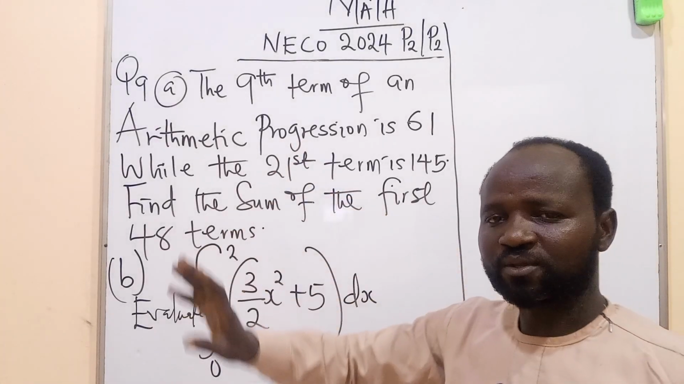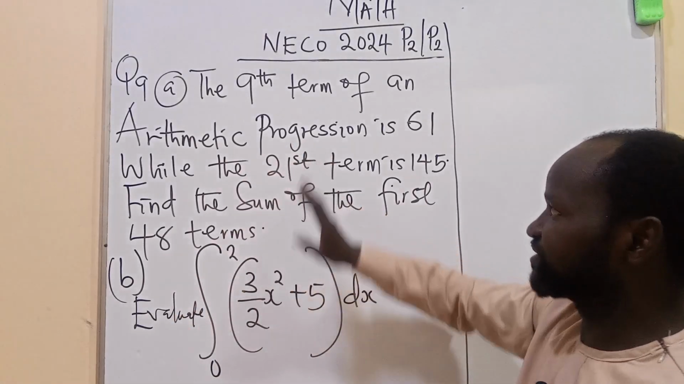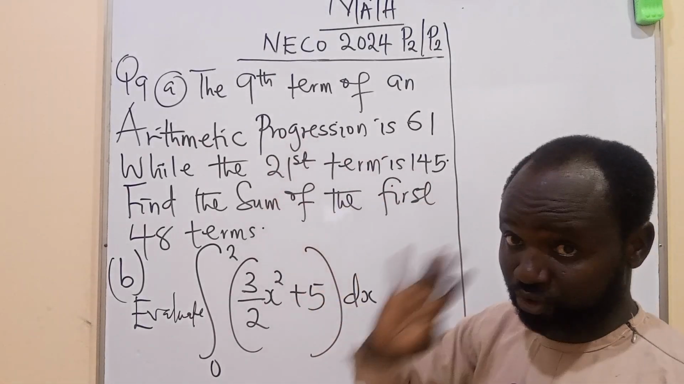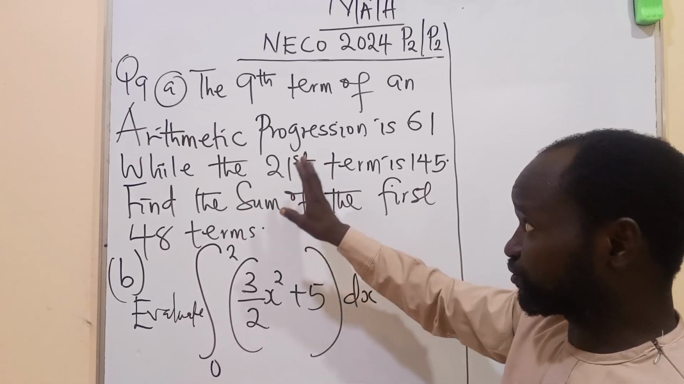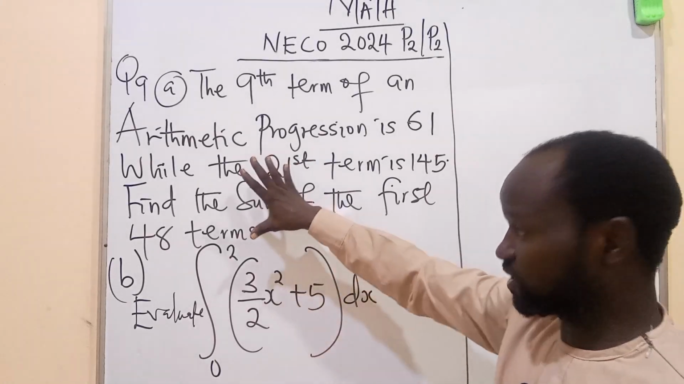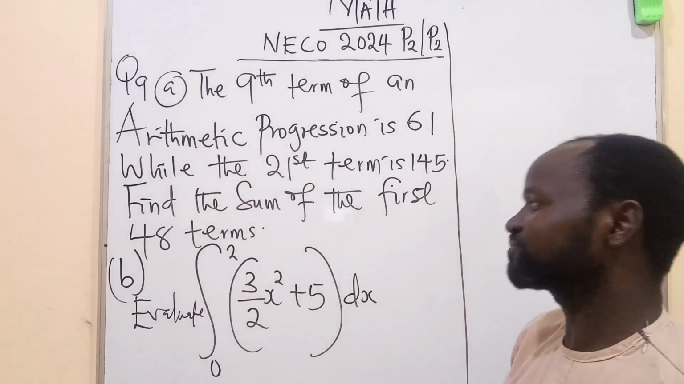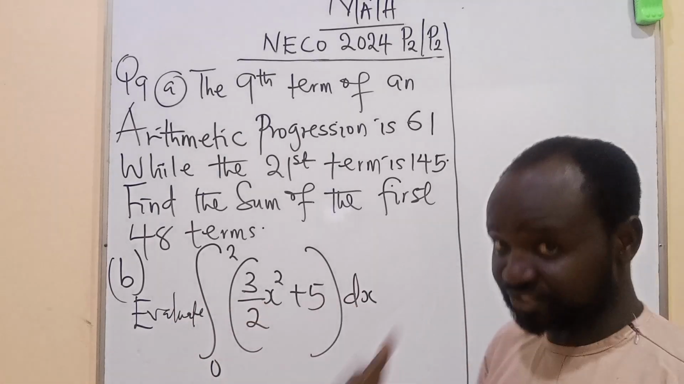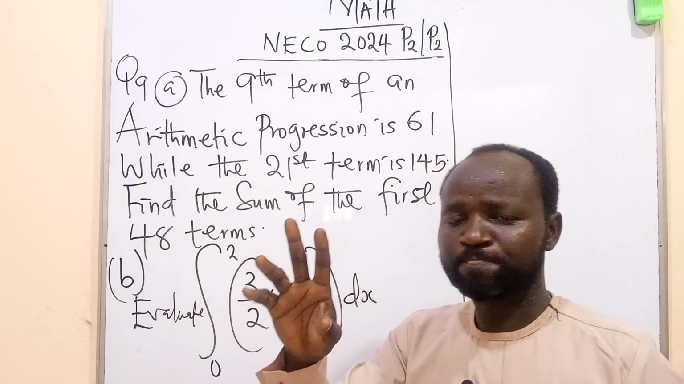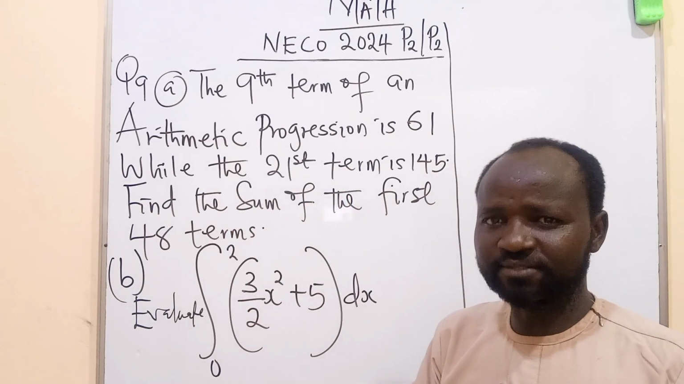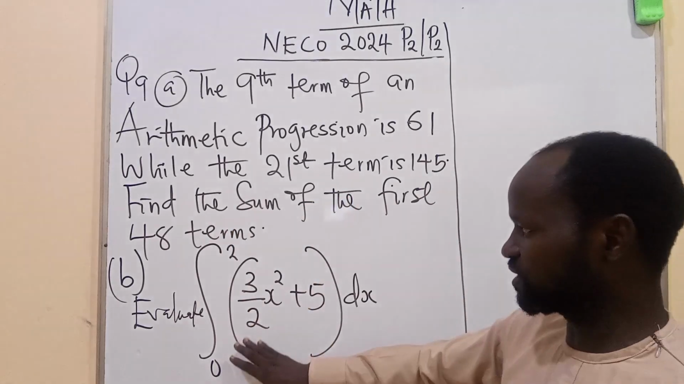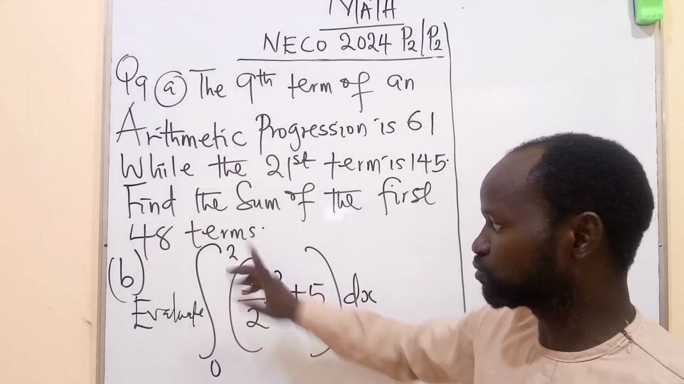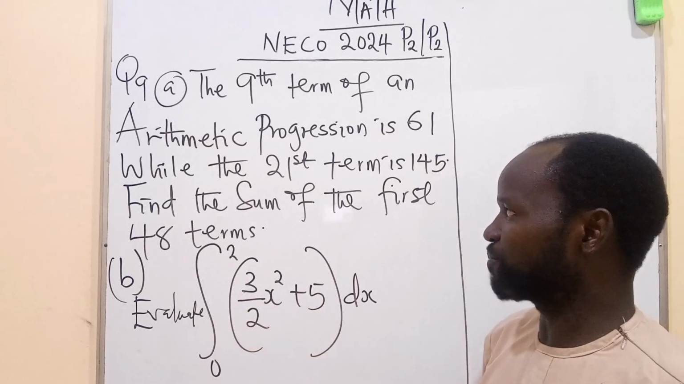First thing to do is to identify which topic question 9a is from. 9a, of course, is from sequences and series. Two types of sequence: we have arithmetic progression and geometric progression. With us here on the board is arithmetic progression. Of course, question 9b is from integration. Two types of integration: we have definite integral and indefinite integral. With us here is definite integral. Definite integral means that is why we have limit as 0 to 2, the lower limit and the upper limit.